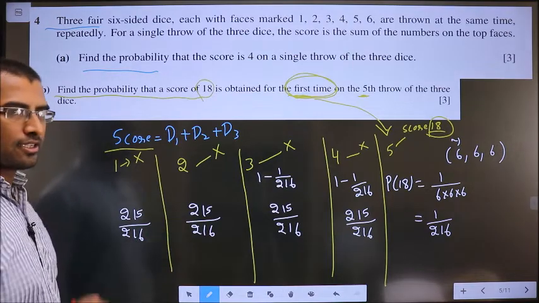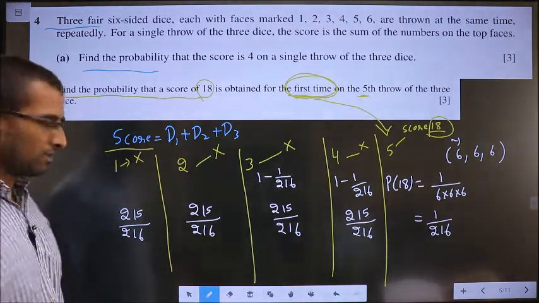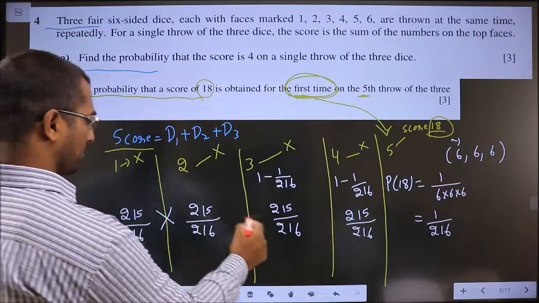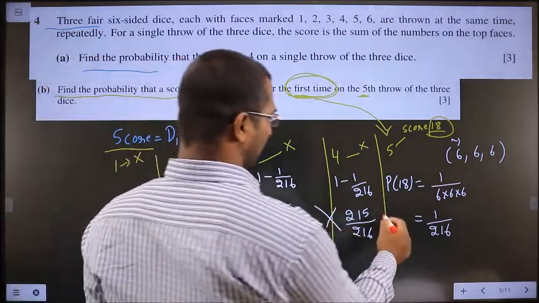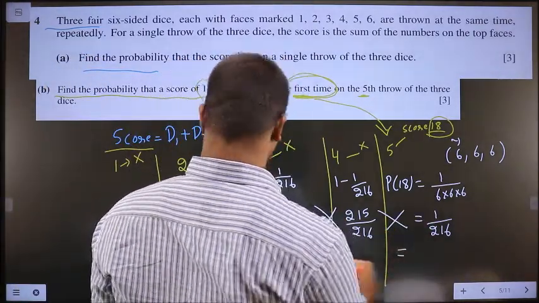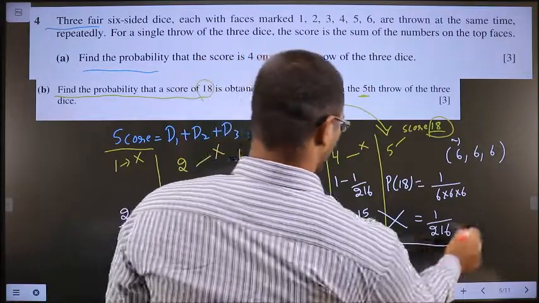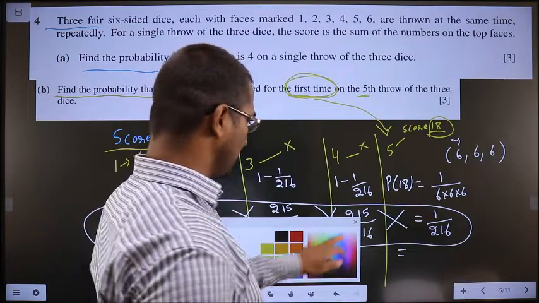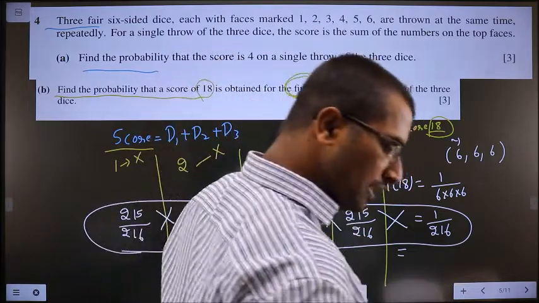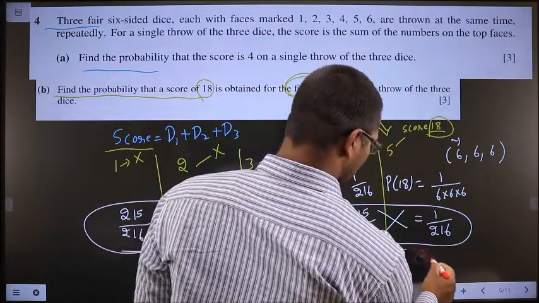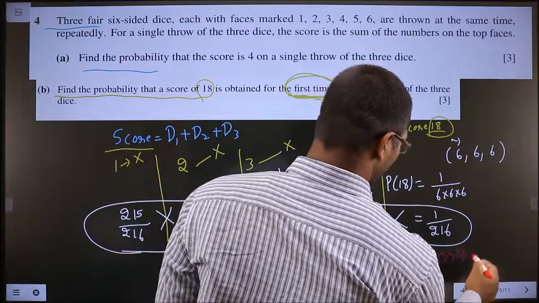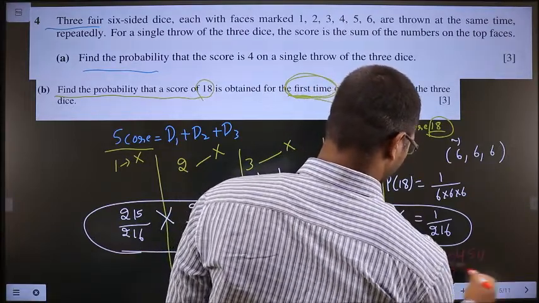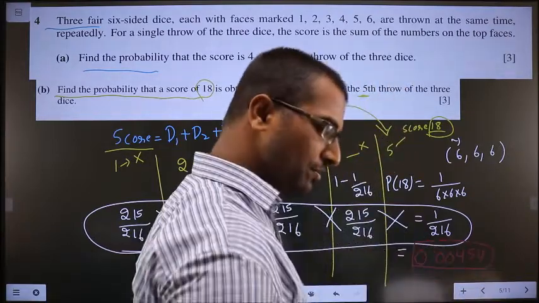Now all this should happen together, so you multiply them to get the resulting answer. Multiply all this, you get the answer to be 0.00454. Okay.